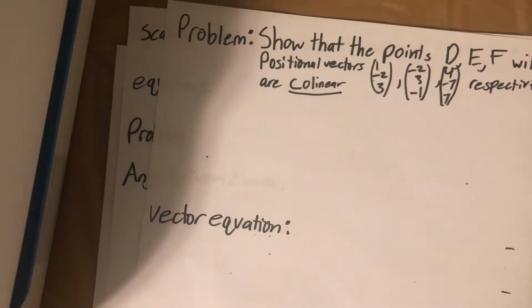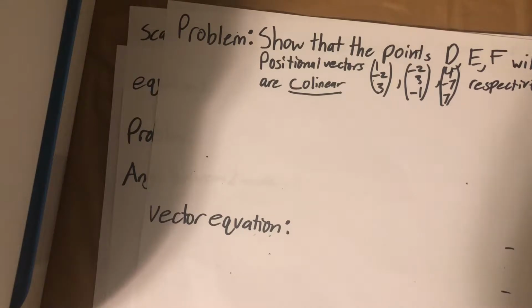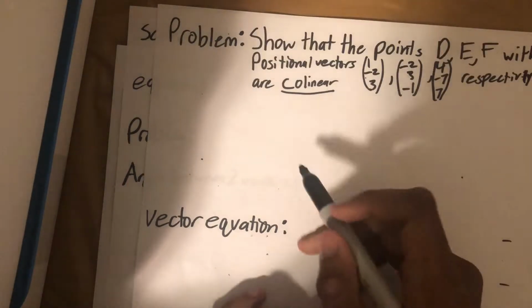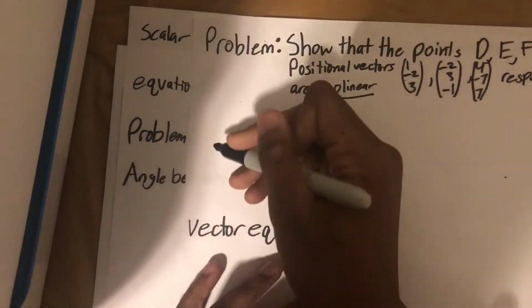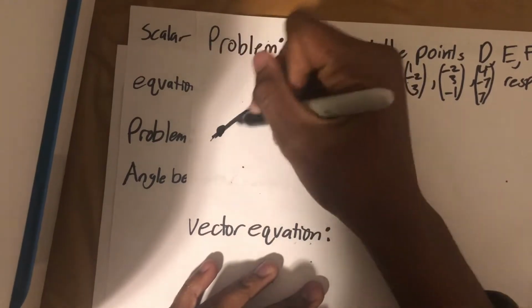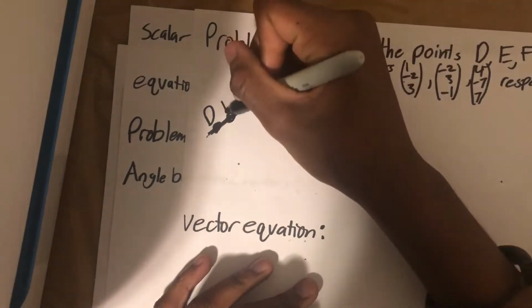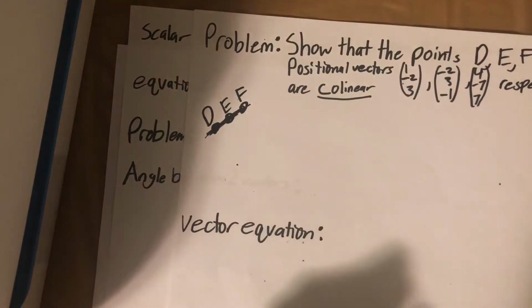Okay, so we're gonna do another problem, a little bit different. We're gonna show that the points D, E, F with positional vectors 1, negative 2, 3, then negative 2, 3, negative 1, then 4, negative 7, 7, respectively, are collinear. And as we should know, collinear just means that the points are on the same line. So without even looking at the values, we can just draw the line because we know that these points are going to be on the same line. So D, E, and F, okay?